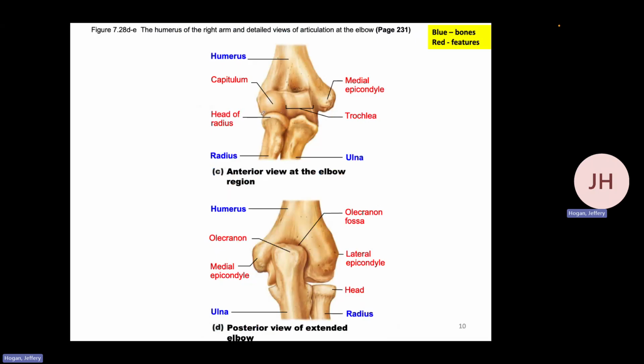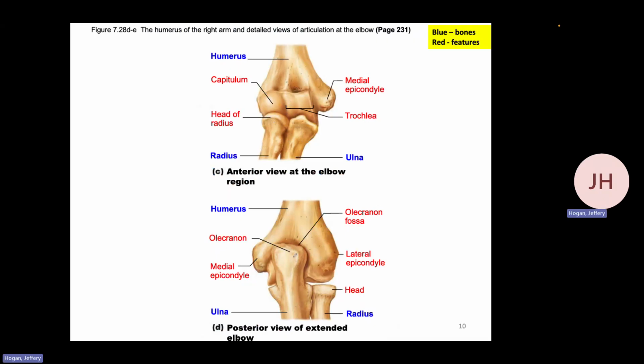And so again, we can see the head of the radius has a shallow indentation that glides on the top of the capitulum here. The hinge joint is formed between the trochlea and the trochlear notch, right? And then the elbow will slide over this joint surface as it opens and closes.